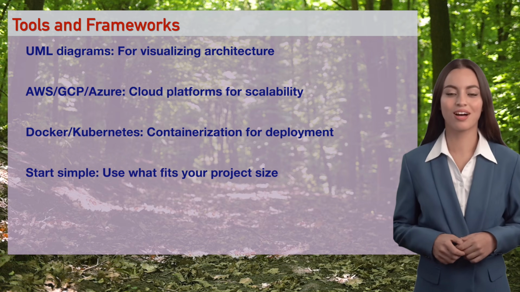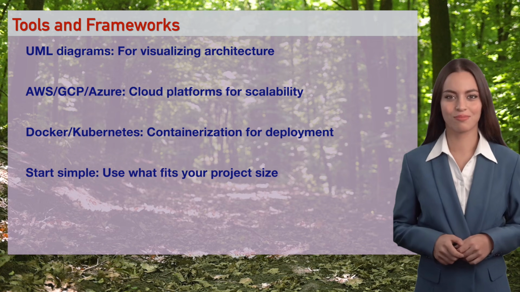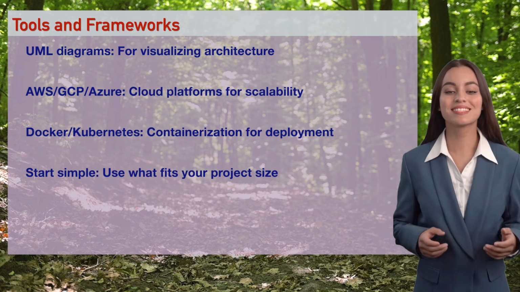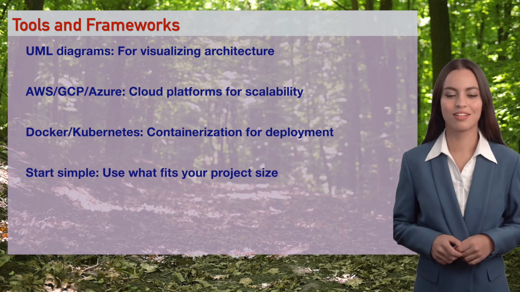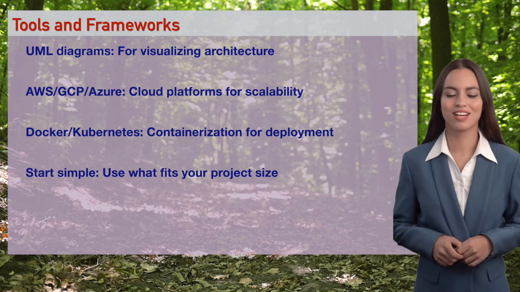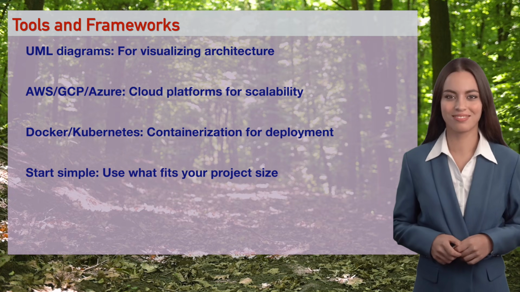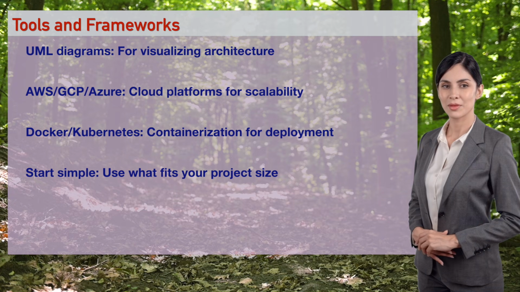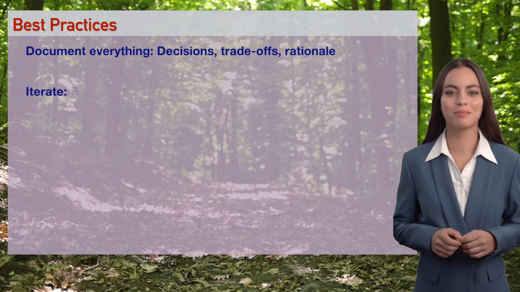To tackle these, leverage tools and frameworks for architecture and scalability. UML diagrams are great for visualizing your system's structure. Cloud platforms like AWS, GCP, or Azure provide built-in scalability features. For deployment, Docker and Kubernetes handle containerization, making scaling smoother. Remember to start simple. Choose tools that match your project's size and avoid overcomplicating things. Tools like these make implementation so much easier.